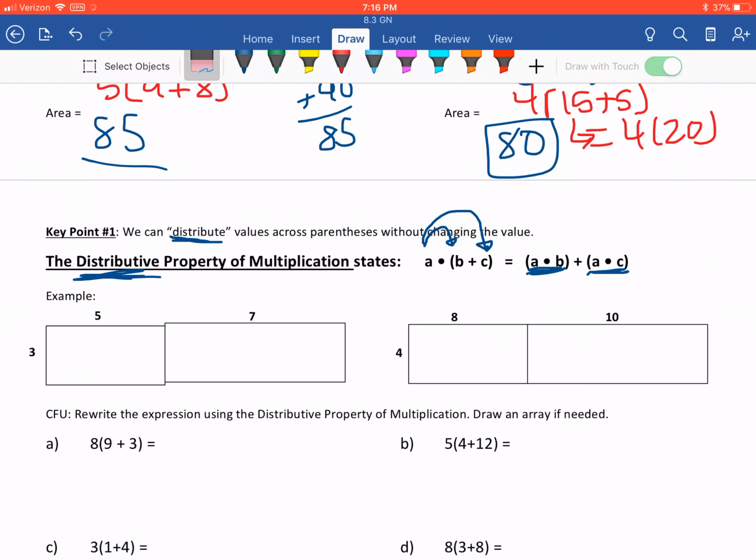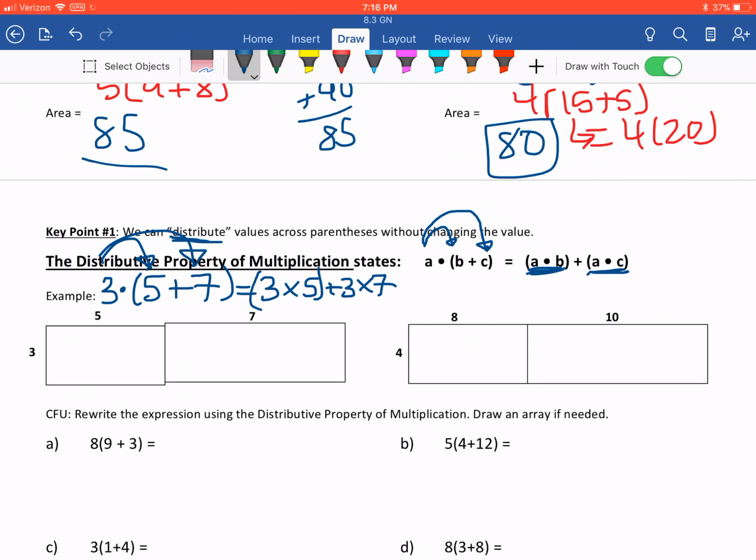If I wanted to rewrite this using the distributive property, this is 3 times, parentheses, 5 plus 7. And it's going to be the same if I distribute the 3. It's the same thing as 3 times 5 plus 3 times 7. They give you the same value.